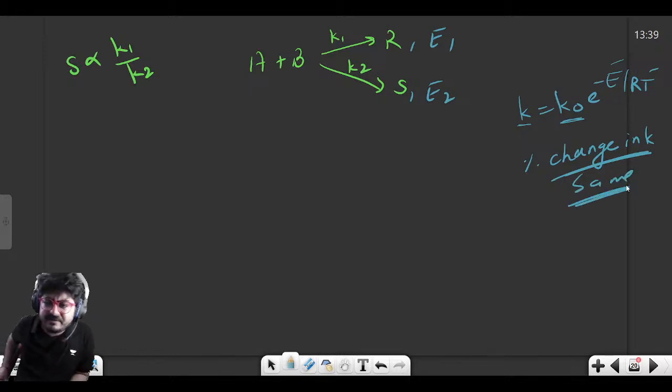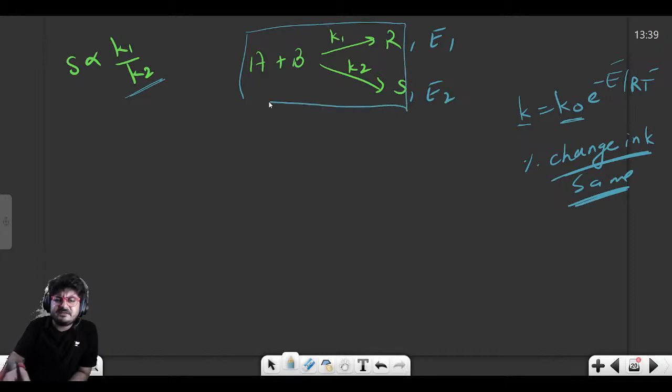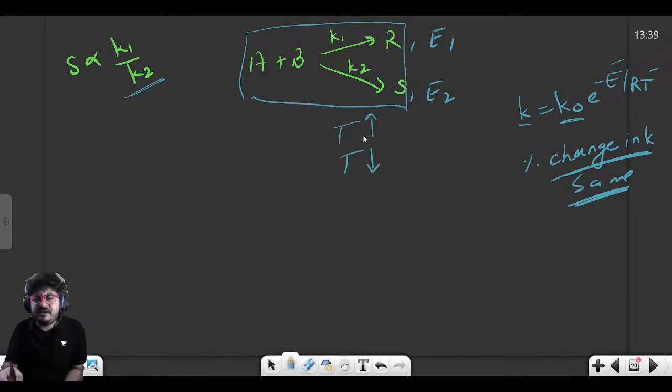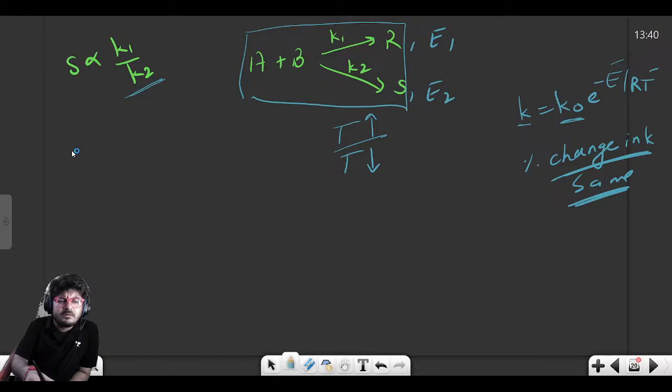Percentage change in K will be same. So here, if you want to study the effect of temperature, you can understand this entire reaction takes place in one reactor. So if I increase or decrease the temperature, the variation will be the same in both the steps. Okay. So how will we see how that temperature variation affects the selectivity? You know that we have to keep high selectivity, means we have to keep this ratio K1 by K2 high.